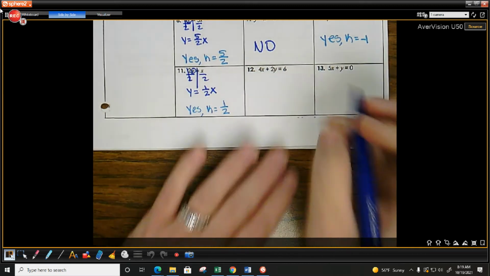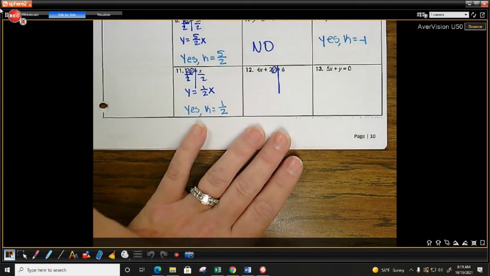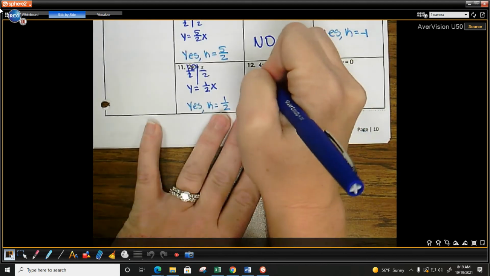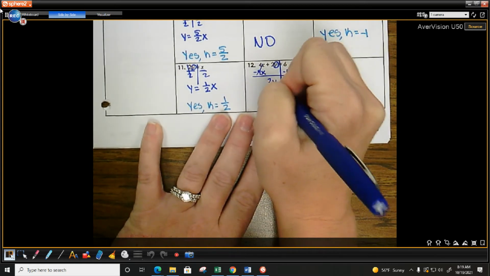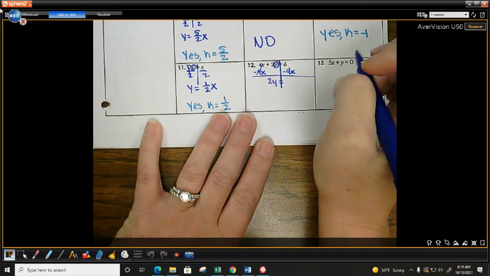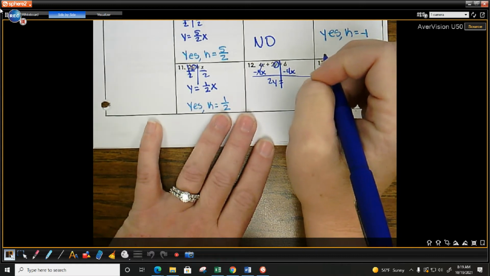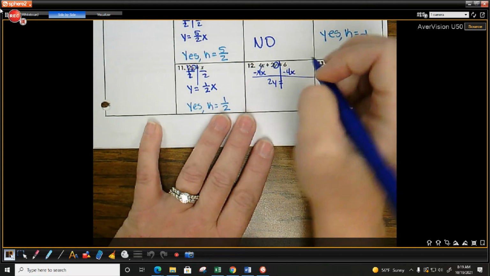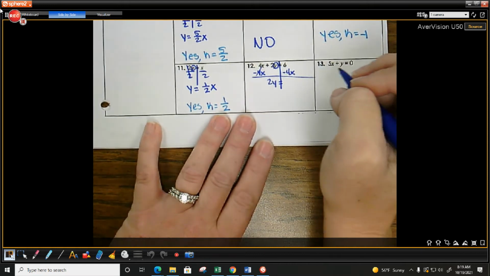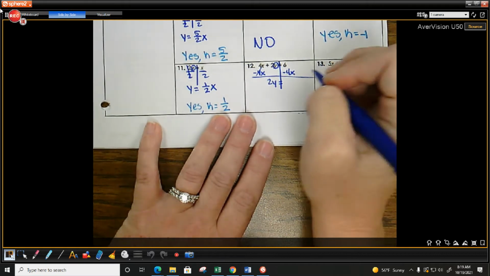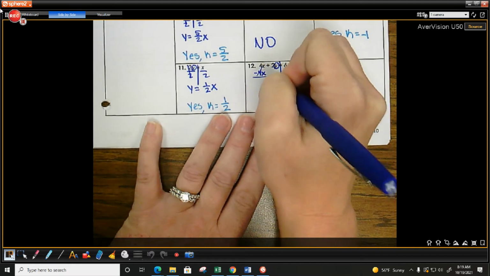Okay, next one. Solve this for y. What am I going to do? Minus 4x on both sides. Very good. And I get 2y equals. Are they like terms? No, so you can't combine them, so it just becomes negative 4x plus 6. You can't add or subtract terms that are not like terms.